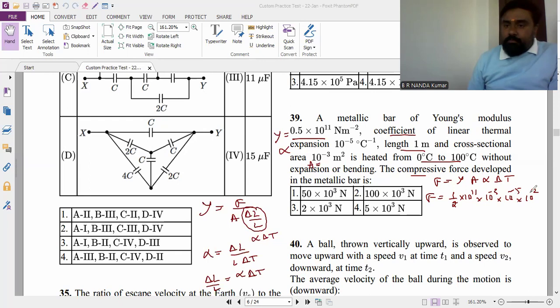11 plus 2 is 13, 13 minus 3 is 10, so this is 1 by 2 into 10 power 10, into 10 power minus 5. 10 minus 5 is 5, so 10 power 5, and 10 into 10 power 4. So 1 by 2 into 10 power 5 gives 5 into 10 power 4, which is 50 into 10 power 3. Actually 5 into 10 power 4 comes out, but they have given 50 into 10 power 3. So the right answer is the first option.